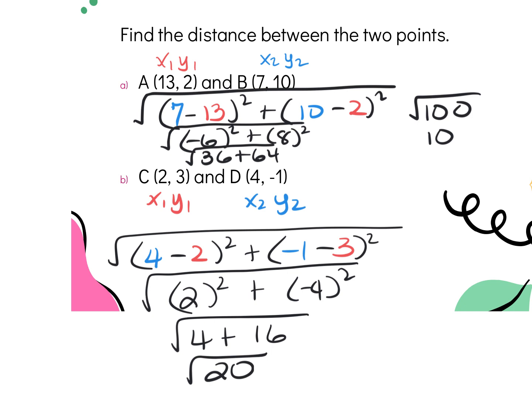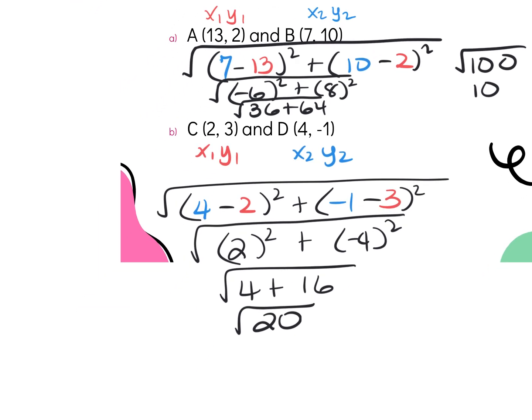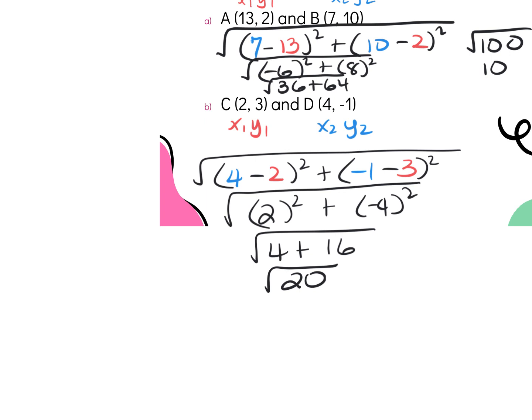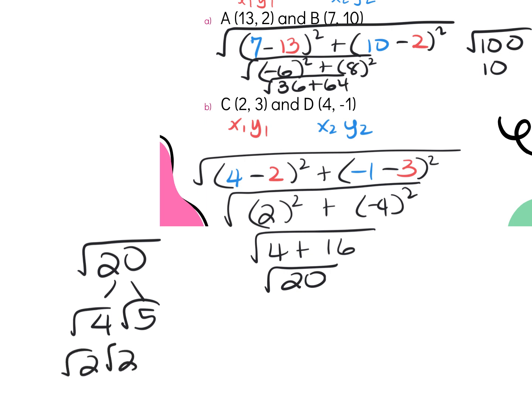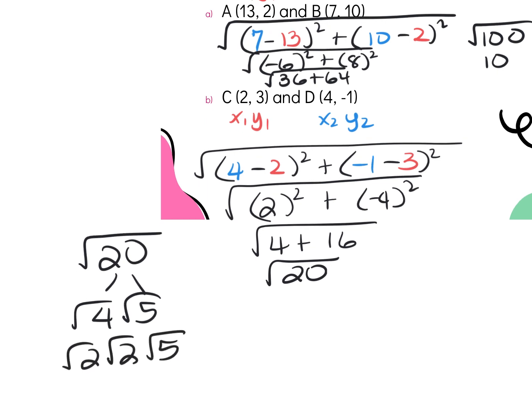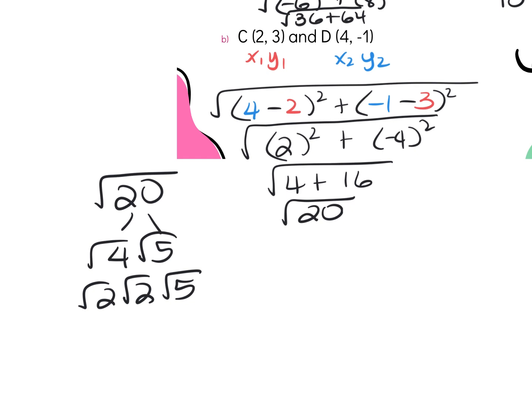20 is not a perfect square. I want you to leave your answer in simplest radical form. So what we're going to do here is a factor tree, and I'm going to break down this radical. It doesn't matter if I start with 2 times 10 or 4 times 5. So I'm going to do 4 times 5. I'm going to keep breaking it down till it's prime. Now if you had recognized that 4 was a perfect square, you could have just square rooted it. But if you're not certain, keep breaking it down till you have all prime factors.